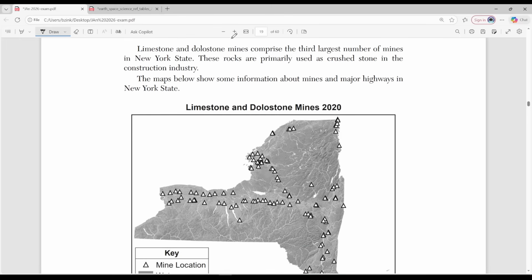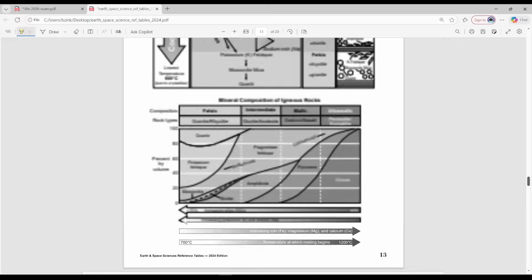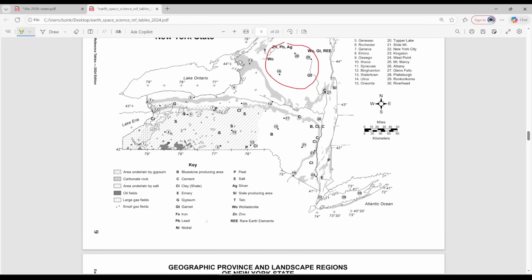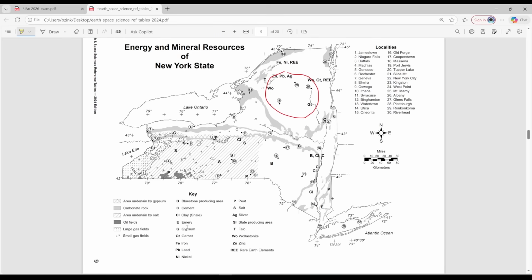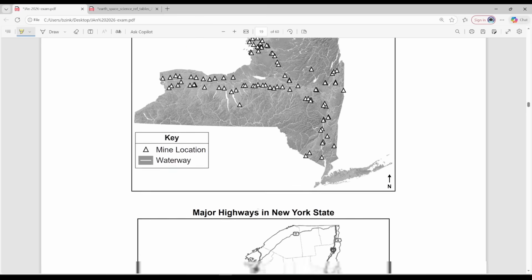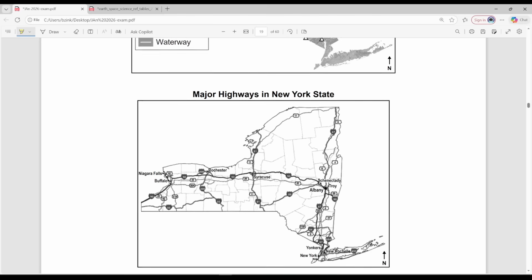All right. Limestone and dolostone mines comprise the third largest number of mines in New York State. Primarily used as crushed stones in the construction industry. Okay, so now we might be back on that resources page. Does it say anything about crushed stone? Not really. Okay, let's see what it has to say. Major highways, okay.